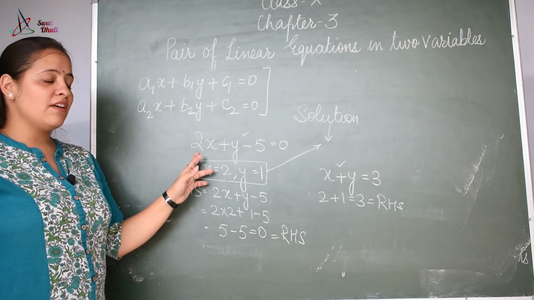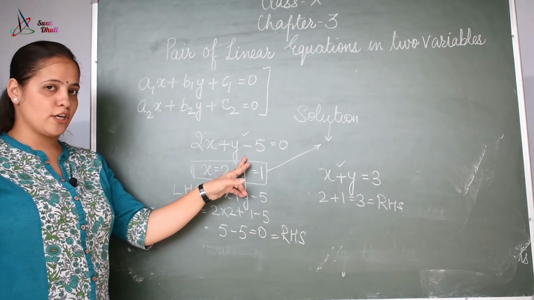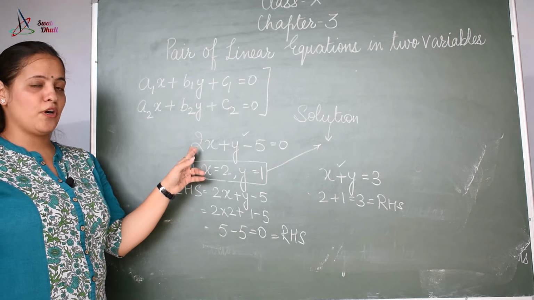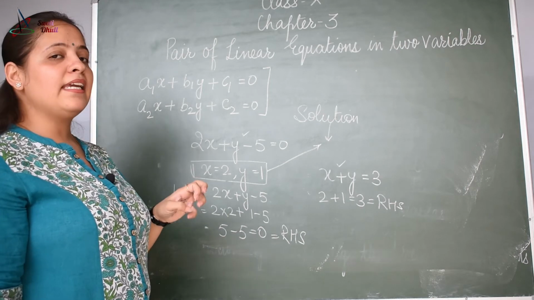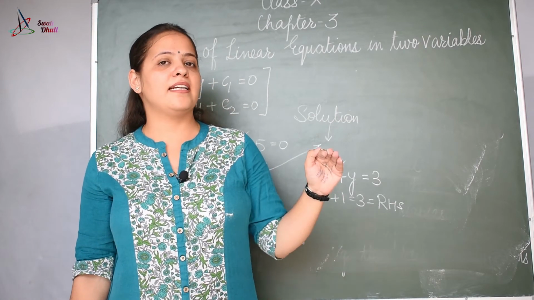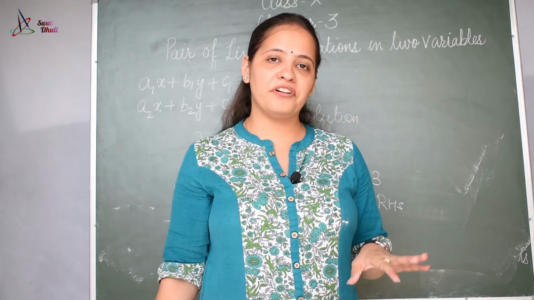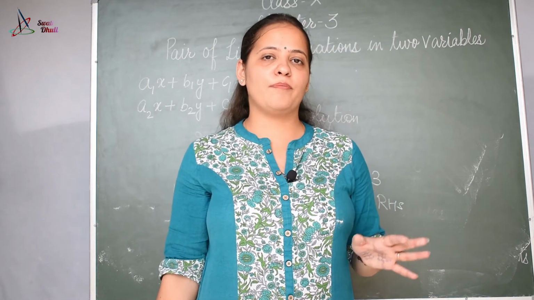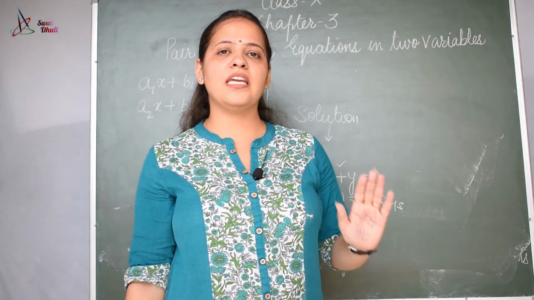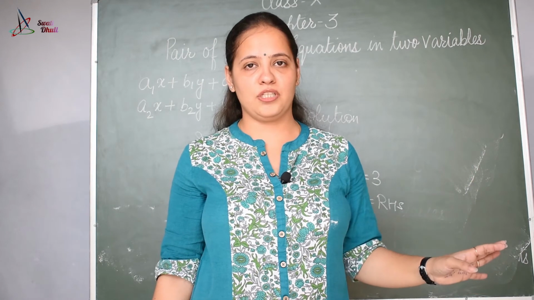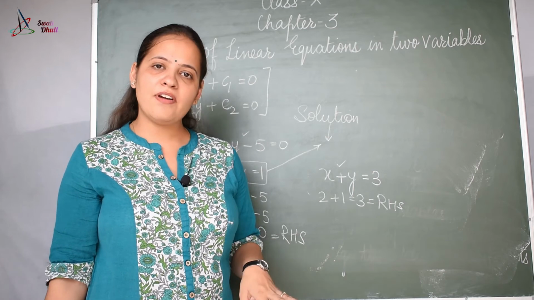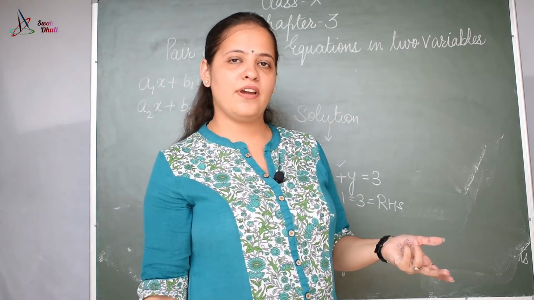If I'll put any value of x, you will get the corresponding value of y. If you will put any value of y, you will get the corresponding value of x. That means any linear equation in two variables will have infinitely many solutions, which you have already done in class 9th, that is chapter 4, linear equations in two variables. So it means that it will have infinitely many solutions, because if you put any value of x, you will get the value of y. If you will put any value of y, you will get the value of x.